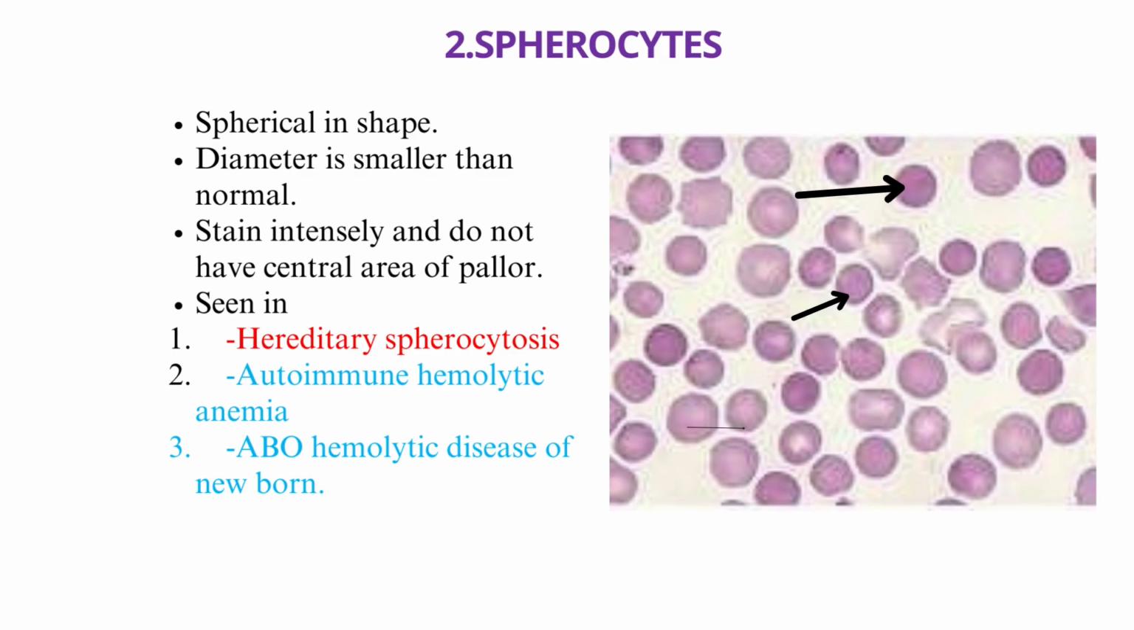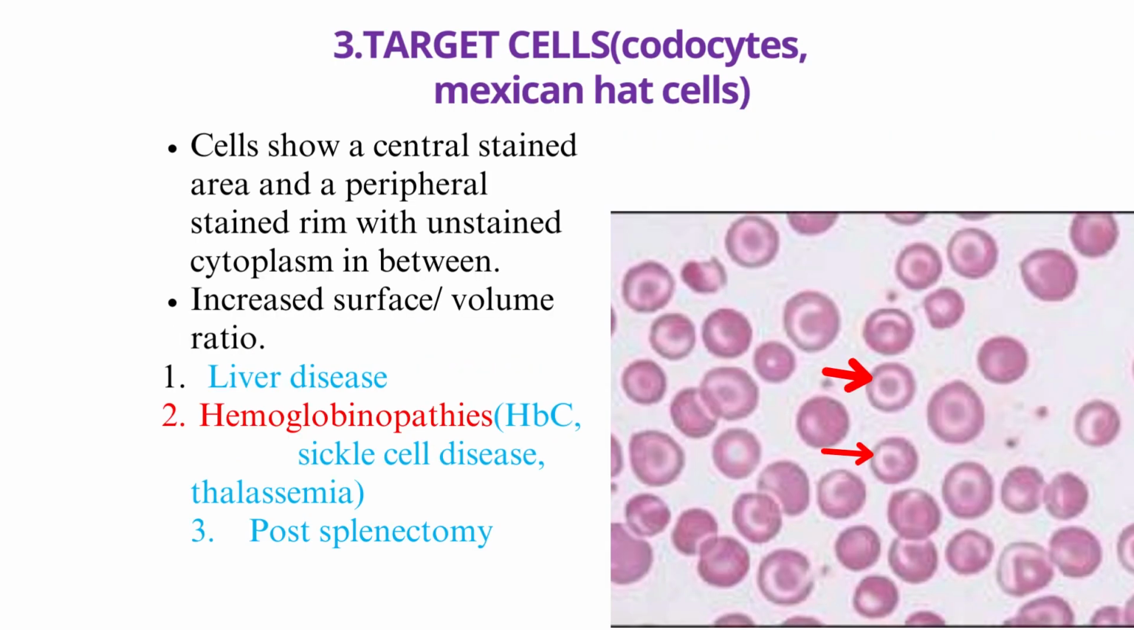Spherocytes are spherical in shape. Here if you see, most of the RBCs are spherical. The diameter is smaller than the normal ones though, and they stain intensely. They do not have a central area of pallor. So classically they are seen in hereditary spherocytosis, but important differentials are autoimmune diseases. One is autoimmune hemolytic anemia, another is hemolytic disease of the newborn. These are important differentials.